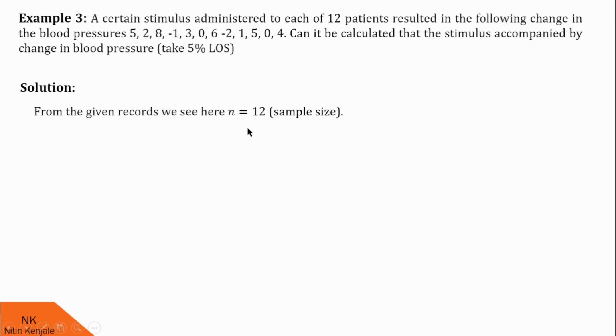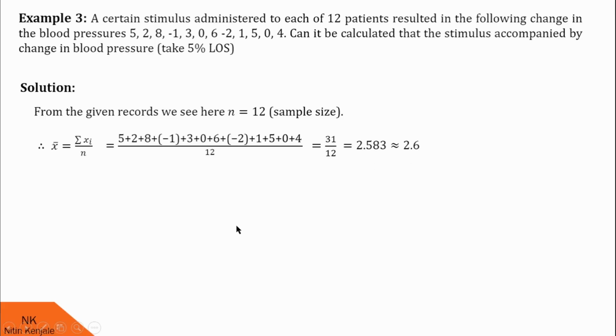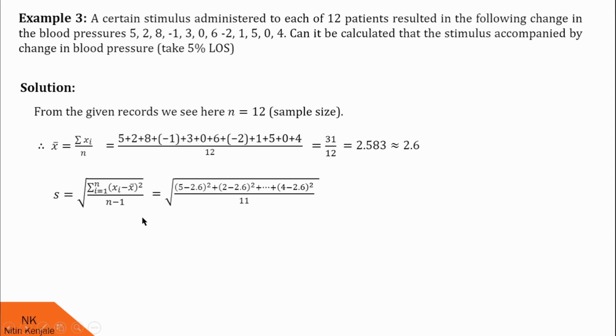Given that there are 12 patients in the sample, so sample size is 12. Sample mean formula is x bar is equal to summation xi upon n. So sample mean is 2.6. Let us calculate sample standard deviation. It can be calculated using the formula square root of summation xi minus x bar the whole square upon n minus 1. After substituting values, I found s is equal to 3.08.